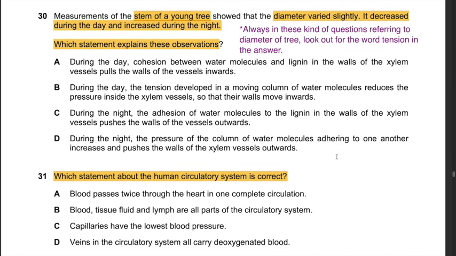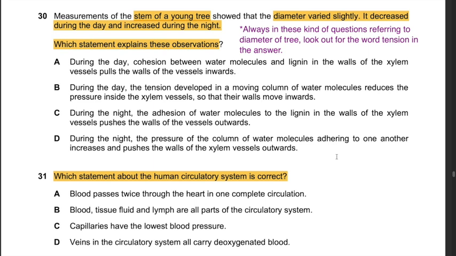Question 30. Measurements of the stem of a young tree show that the diameter varied slightly. It decreased during the day and increased during the night. Which statement explains these observations? Always in these kind of questions, if they talk about the stem of a tree, that means it is referring to the diameter of a tree. And if the question gives you the slightest hint that it mentions the diameter of a tree, look out for the word tension in the answers. So, which statement explains these observations? You have to look out for the answer which has the word tension in it.